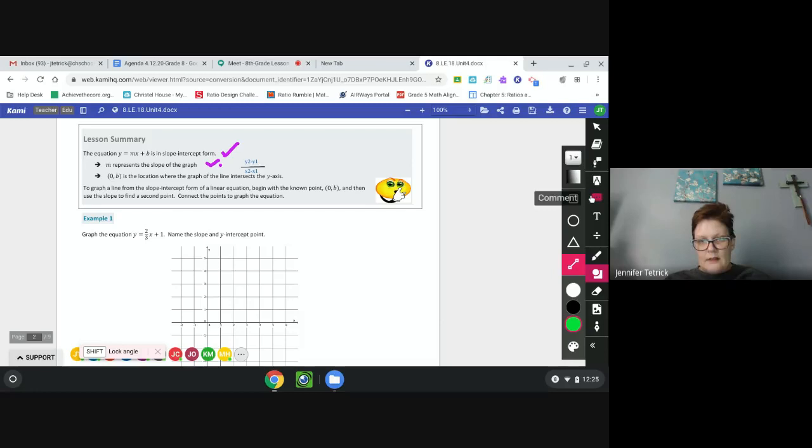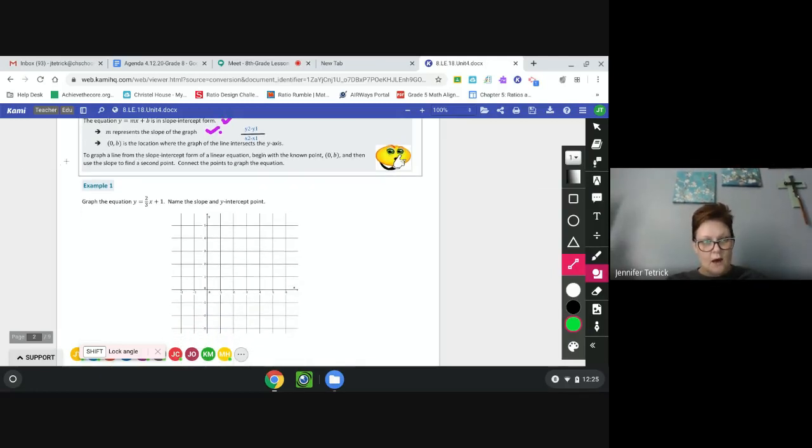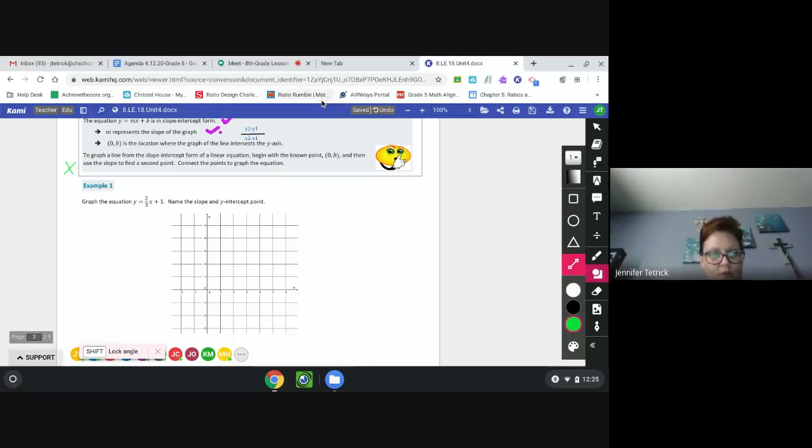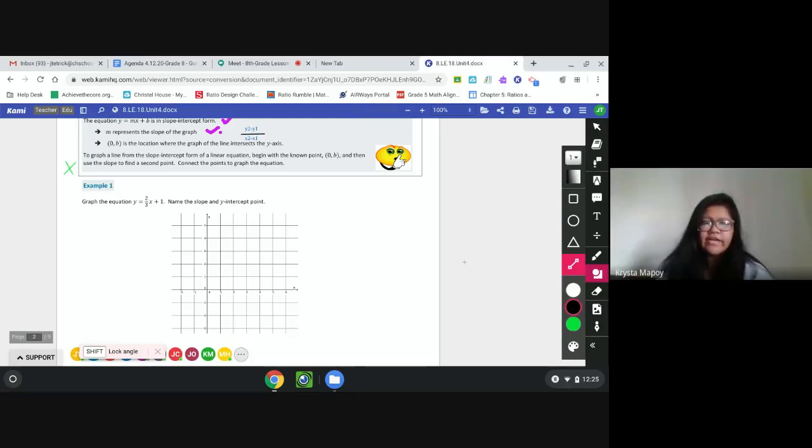Okay. The next thing that we're going to see is the rules. This is how we graph. This is how we're going to graph today. So let me get a volunteer to read how we're going to graph our graphs today. Right here, starting with "to graph a line." Jayana, go ahead and read it.